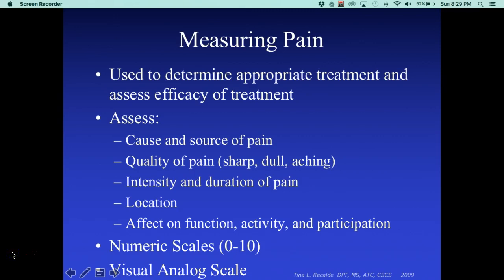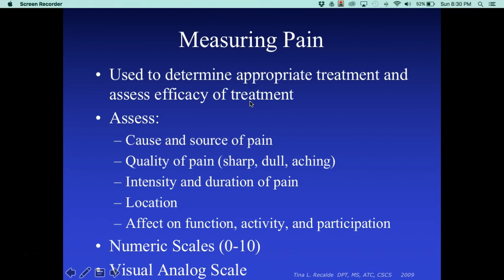So now we're going to just talk a little bit about measuring that pain. How do we assess that pain? How do we document it? How does that help us in our treatment down the road? So you're going to use it to determine appropriate treatment and assess the efficacy of your treatment.